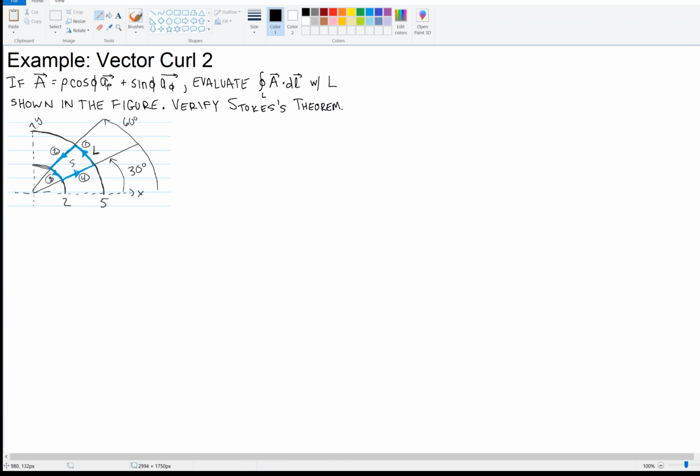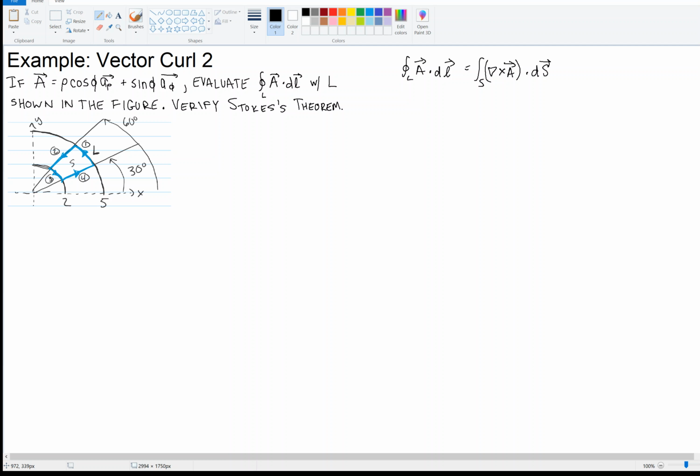So let's first recall what Stokes theorem says. Stokes theorem relates a closed line integral A dot dl with a surface integral of the curl of that vector field, dot ds. Okay, so that is Stokes theorem.